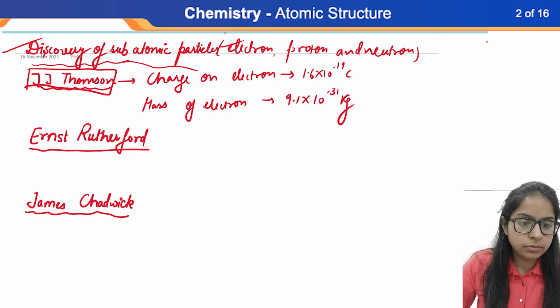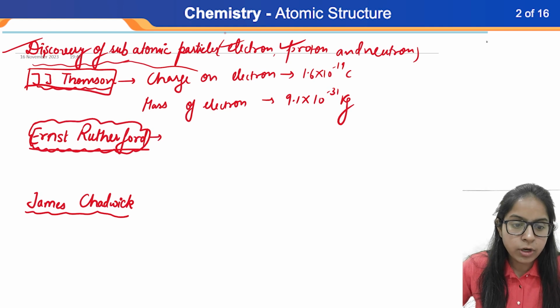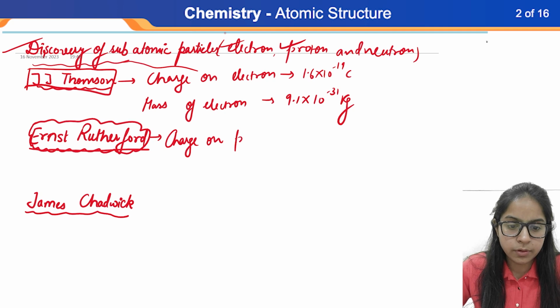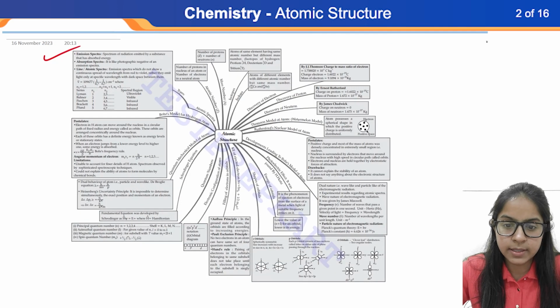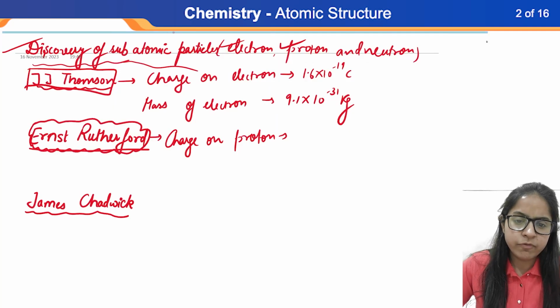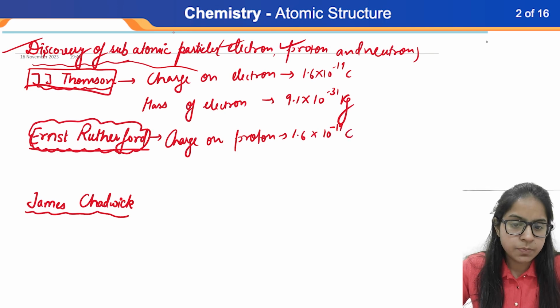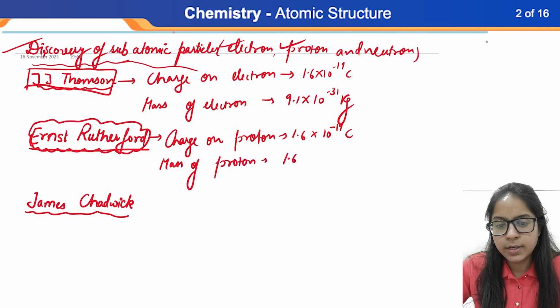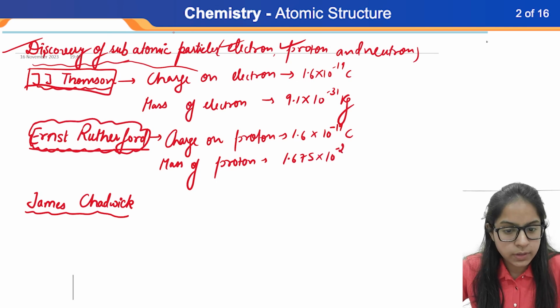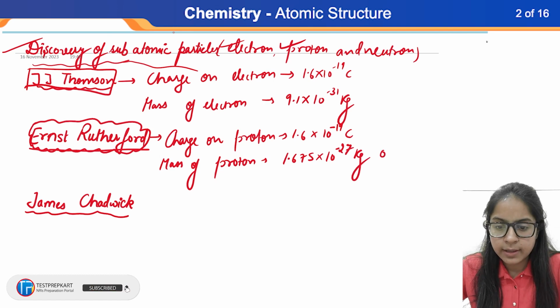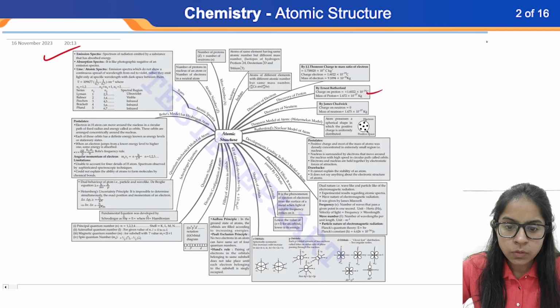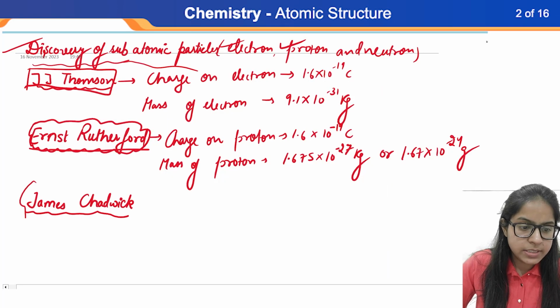Okay. Now, next, Ernest Rutherford. Ernest Rutherford discovered proton. Now, what is the charge on proton? Charge on proton is plus 1.6. You can skip the 0.02 because that is not the whole value. Charge on proton is 1.6 times 10 raised to power minus 19, and mass of proton is 1.675 times 10 raised to power minus 27 kg, or if it is in gram, 1.67 times 10 raised to power minus 24 gram.